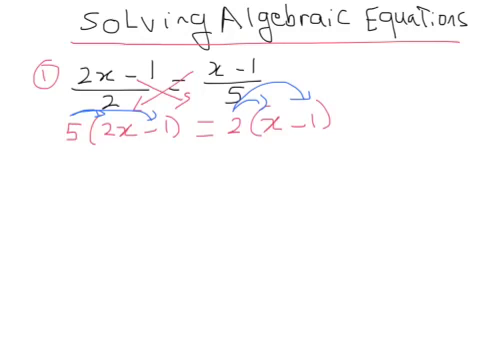So in this case, when you're multiplying 5 by 2x, it gives you 10x. 5 times negative 1 gives you negative 5. On the other side, you have 2 times x is 2x, and 2 times negative 1 gives you negative 2.